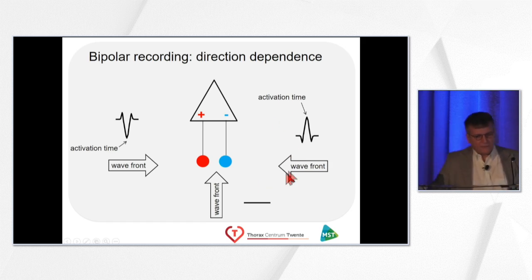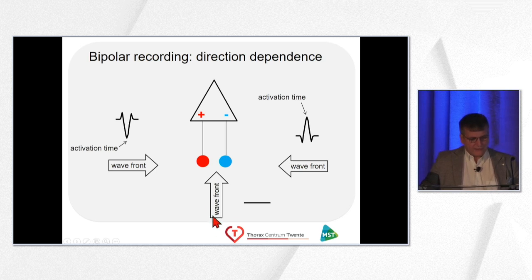Well, there are a couple of disadvantages of bipolar recordings, and first of all you should remember that it's very direction dependent. So if you have here again a bipolar recording device and an activation front that goes from left to right, then you get this nice bipolar signal where the local activation is determined by the, in this case, largest negative deflection. If you have exactly the same wavefront and now it's coming from right to left, then you get a mirror image of this bipolar signal, and in this case the local activation is the largest deflection.